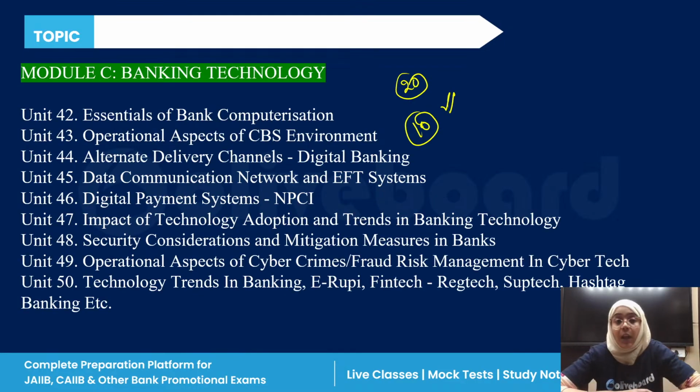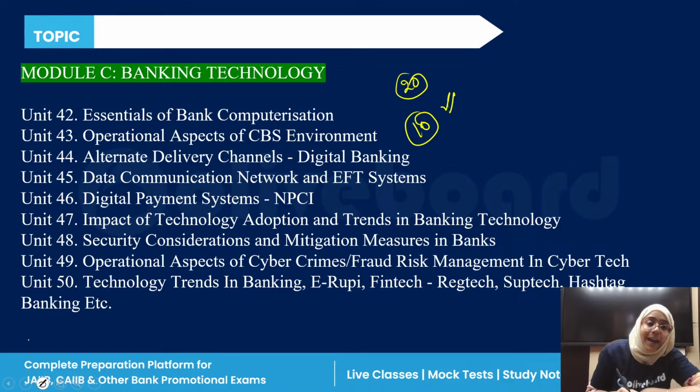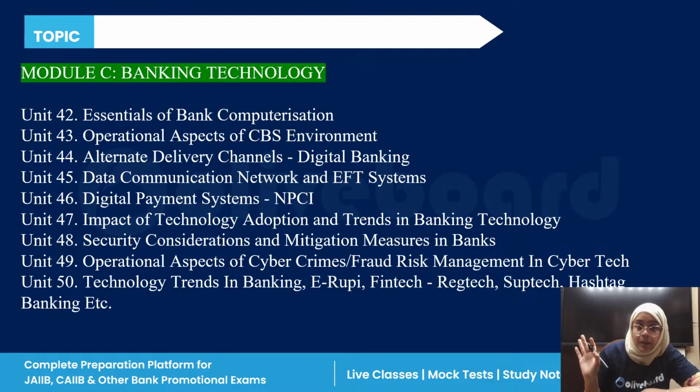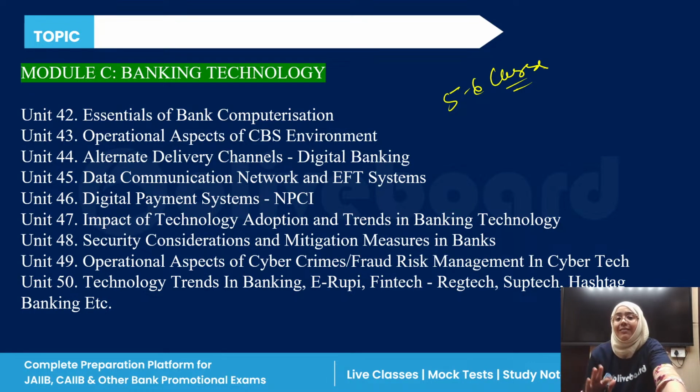Now module C is all about technology, right? It has only 9 units, okay? And I am taking approximately 5 to 6 classes to complete module C, all about banking technology, the new trends introduced in banking technology, computerization, the alternate delivery channels we have, ATMs, NPCI operations, different types of technology like e-rupee, fintech, regtech, suptech, hashtag bankings, etc. So this we are going to discuss in module C, that is banking technology.